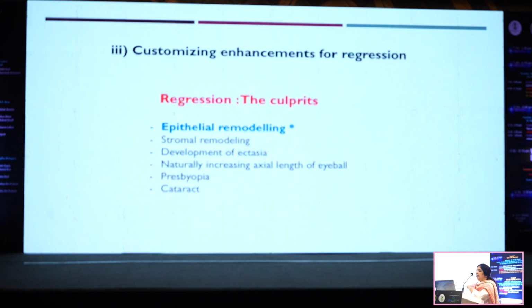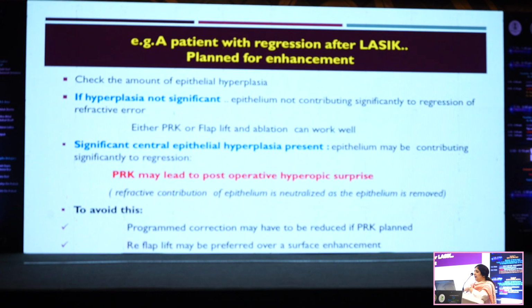Then the third is customizing enhancements for regression. So there are multiple culprits for regression. Stromal remodeling, development of ectasia, naturally increasing the axial length of the eyeball, development of cataract, these are all what we know of. Epithelial remodeling is something that we are now becoming gradually aware of. So for example, if you have a patient with regression after LASIK and we plan this for enhancement, the amount of epithelial hyperplasia should be checked.